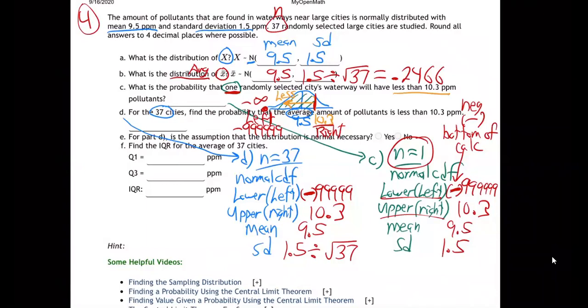Okay, now let's come on down to part F. We're going to do Q1, Q3, IQR. Oh, wait, I skipped E, didn't I? I skipped E. So let's do part E right here. Is the assumption that the distribution is normal necessary? Is that a necessary assumption on this one? What do you think?